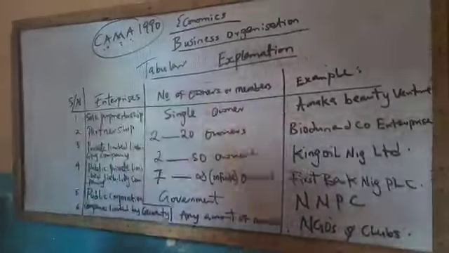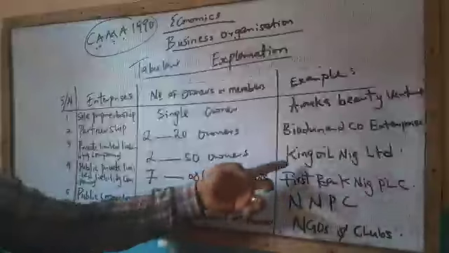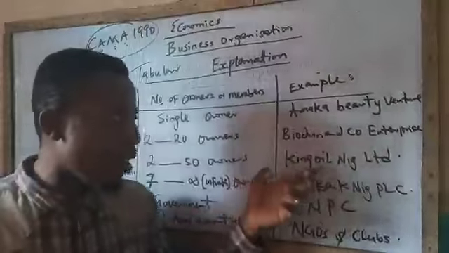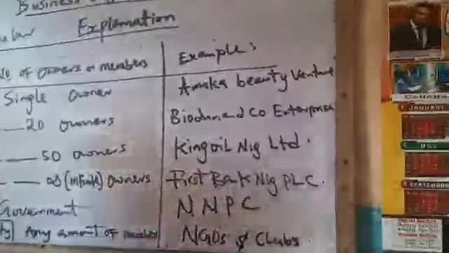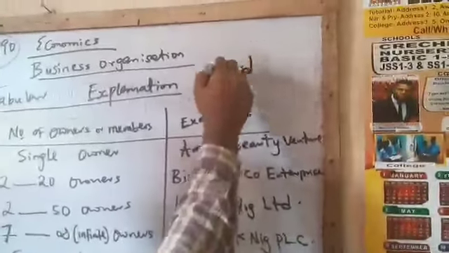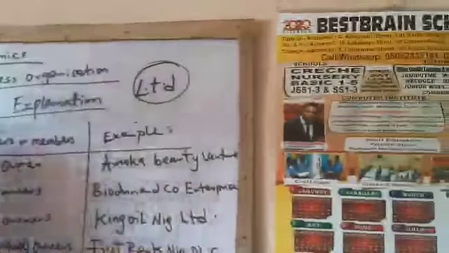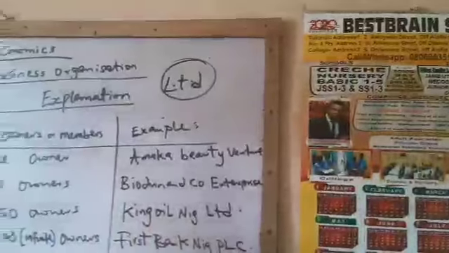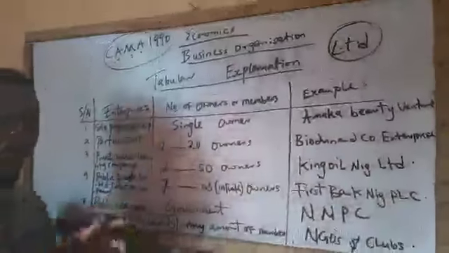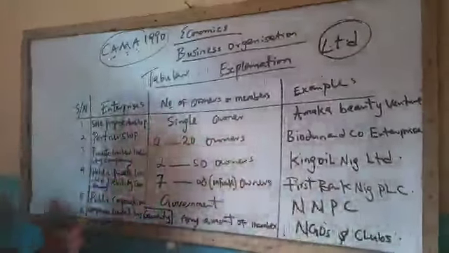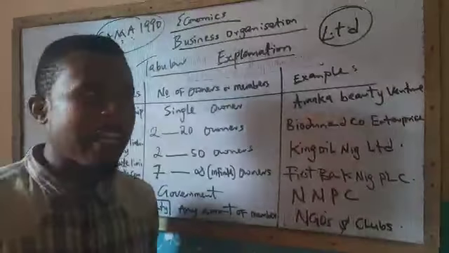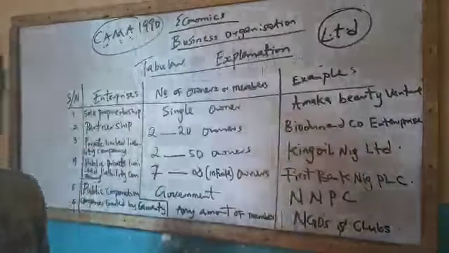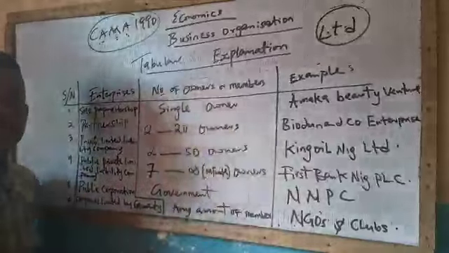Now, an example of private limited liability company is, you can see what I have on the board, King's Oil Nigeria Limited. In fact, any company you see with LTD at the back of the name is a limited liability company. Now, let me still throw one or two lights, though I cannot write it down, but just listen to my voice. If you don't get it, you can play it over again so that you get the full gist. Let me still talk more on private limited liability company.